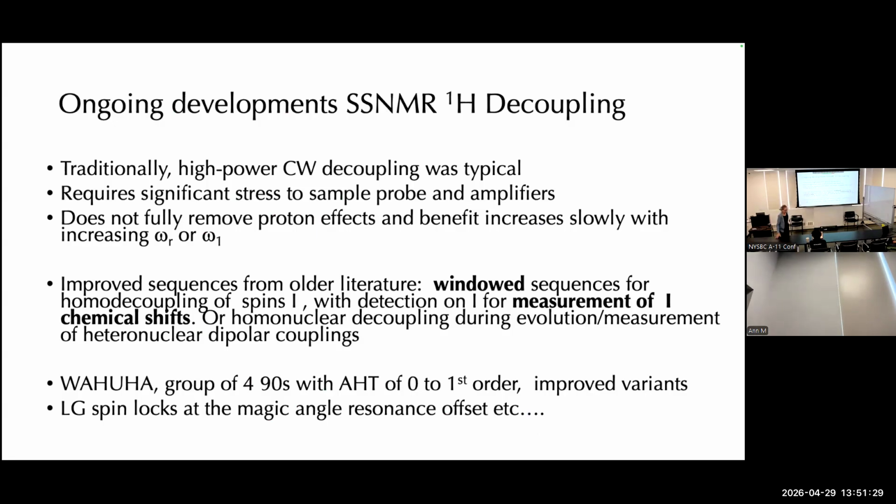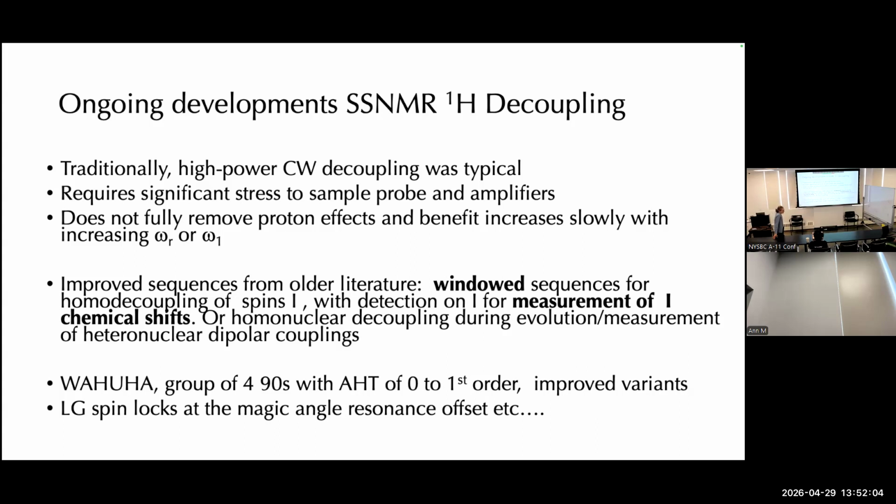Just looking at a little bit of recent history, traditionally high power CW decoupling was very typical, starting in the 60s, I don't know exactly. It requires a significant stress on the sample, probe and amplifiers, does not fully remove the effects of the protons, and the benefit increases only slowly with increasing omega R or omega 1. And like we said, you're going to get these cross terms. So, improved sequences. For sure, we know they're out there, and there are some really cool examples from the older literature.